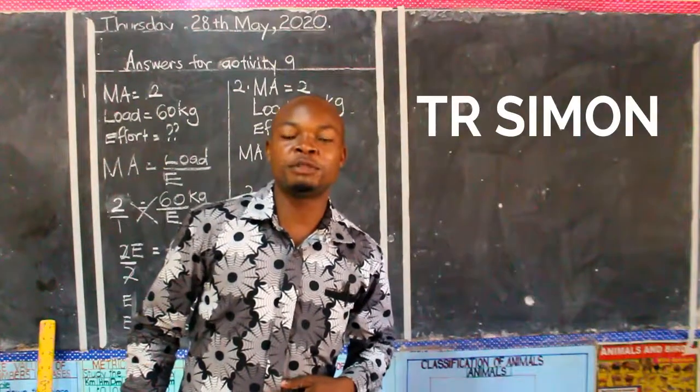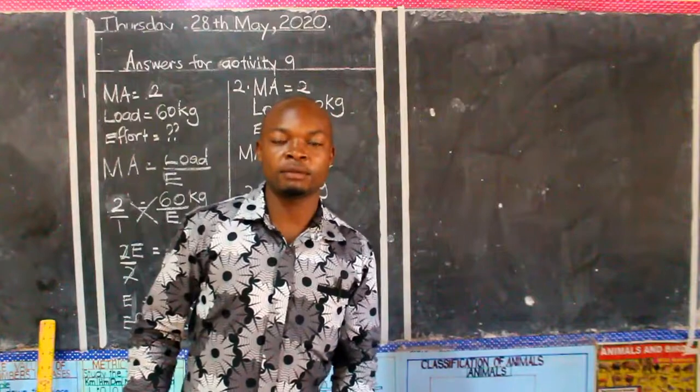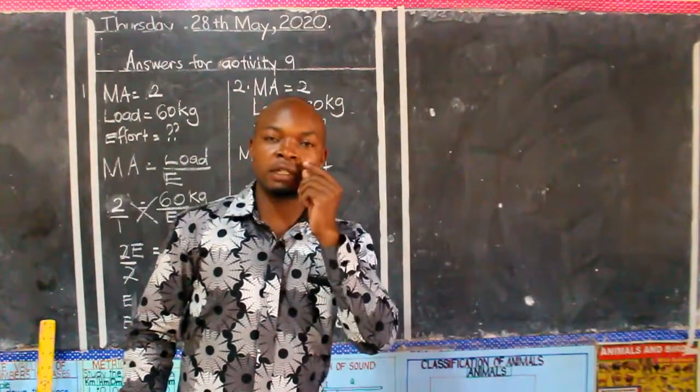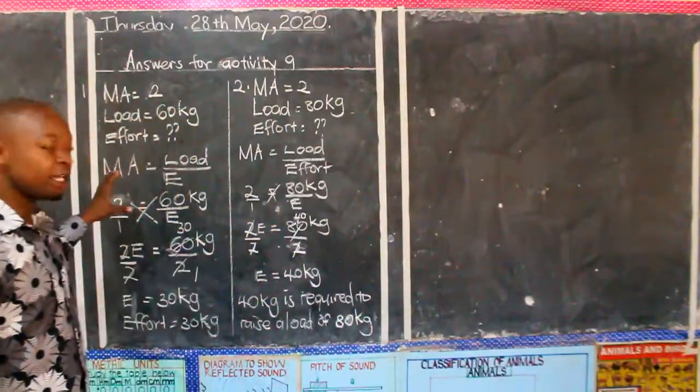As usual, we always begin with correction or answers for the last activity. They left you with the two numbers, of which we're going to begin those ones. And I've made correction here.